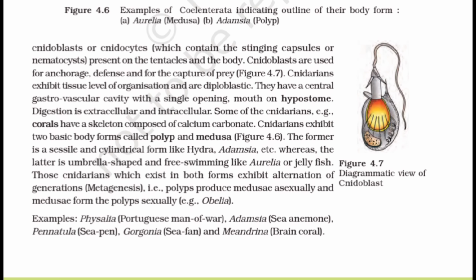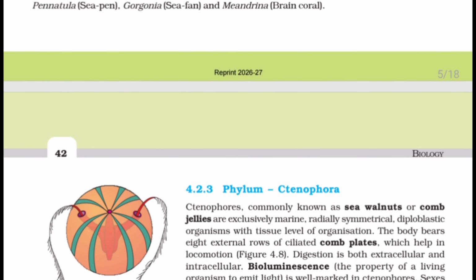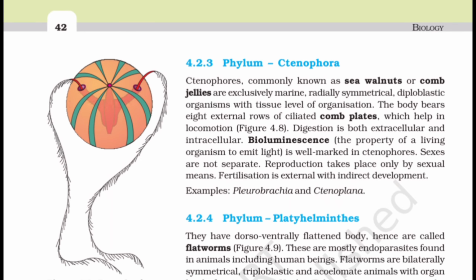So examples of the phylum Coelenterata are Physalia, Portuguese man of war, Adamsia, sea anemone, Pennatula, sea pen, Gorgonia, sea fan, and Meandrina, brain coral. The next phylum is phylum Ctenophora.